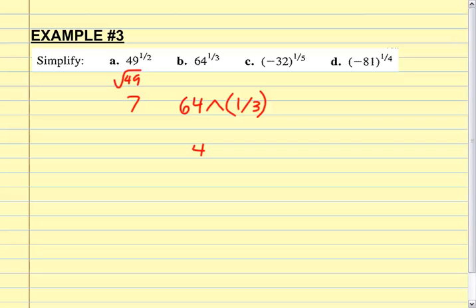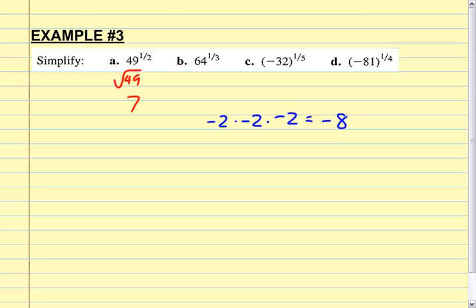Okay? Now, I'm going to actually erase this just so I have some room for C. Now, can I find the fifth root of a negative number? Sure, because it's an odd root. I can have odd roots of negatives, okay? Because think about this for a moment. Negative 2 times negative 2 times negative 2, right, is equal to negative 8.